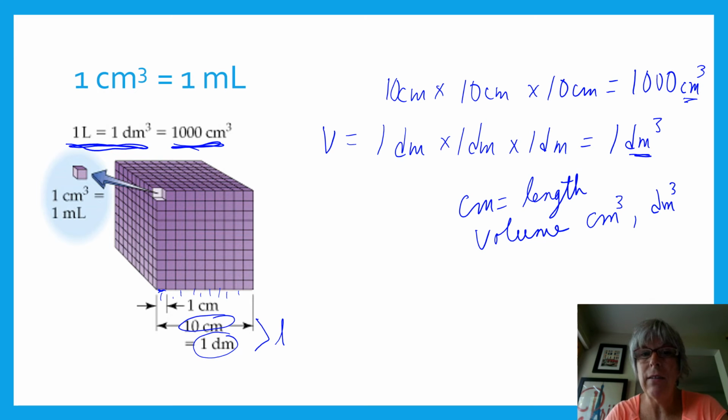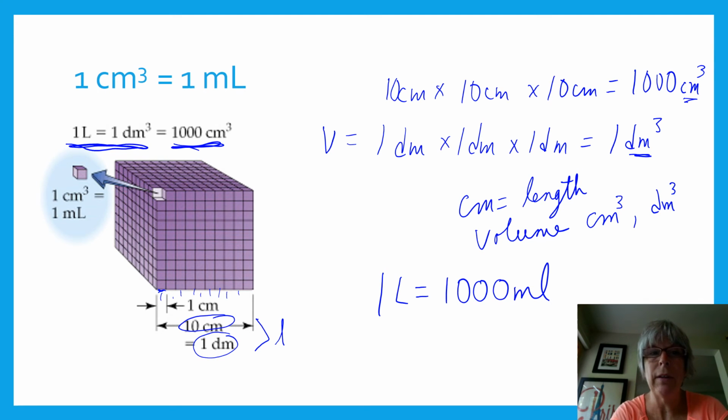Now, if we extend this concept, a liter is also the same as 1,000 milliliters. So each of these little cubes that I pulled out here, each little cube would be 1 cubic centimeter, and 1 cubic centimeter is exactly 1 milliliter.